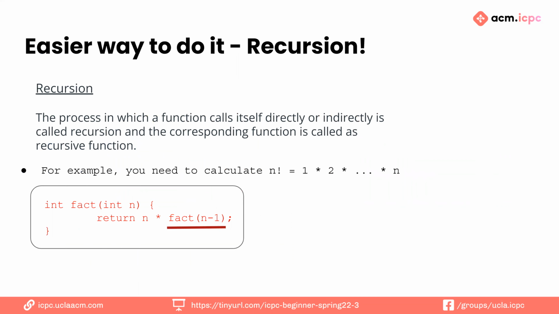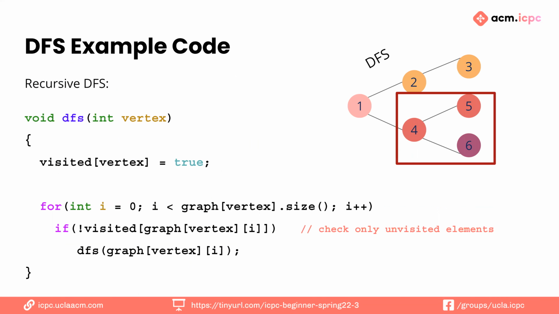But you can do it much easier with recursion. And I hope you remember how recursion works. It's a function calling itself. Like the factorial function right here, which technically doesn't terminate. It should have a base case. All right, so here's the recursive DFS code.